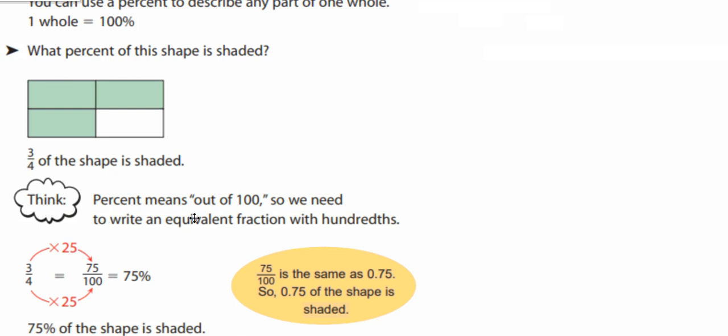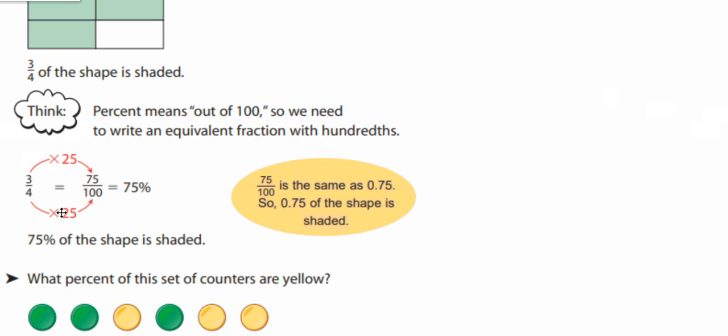Now, when we want to look at this as a percent, we need to think of it as out of 100. So we need to write an equivalent fraction with hundredths. So what we're going to do is take our 3/4, and our goal is to write it over 100. Oftentimes I start a little bit differently, where I'll start with my 3 out of 4 is equal to something out of 100, and I'll leave that top part blank.